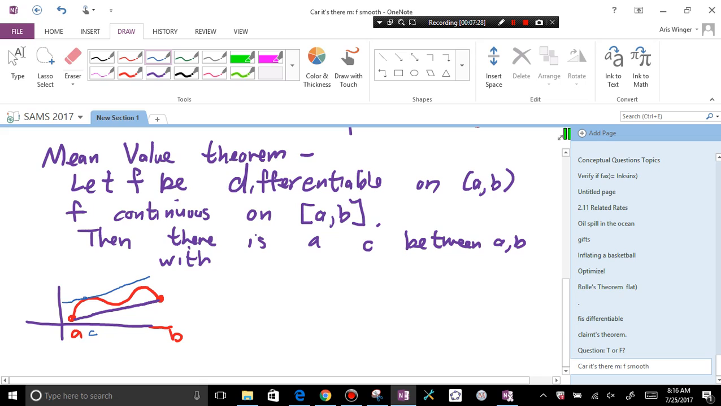Looks like there are 3 at least. This one there, looks like there's one here and there's one there, where the tangent line is parallel to the secant line. Well, when 2 lines are parallel, what does that say about the 2 lines? The slopes are equal.